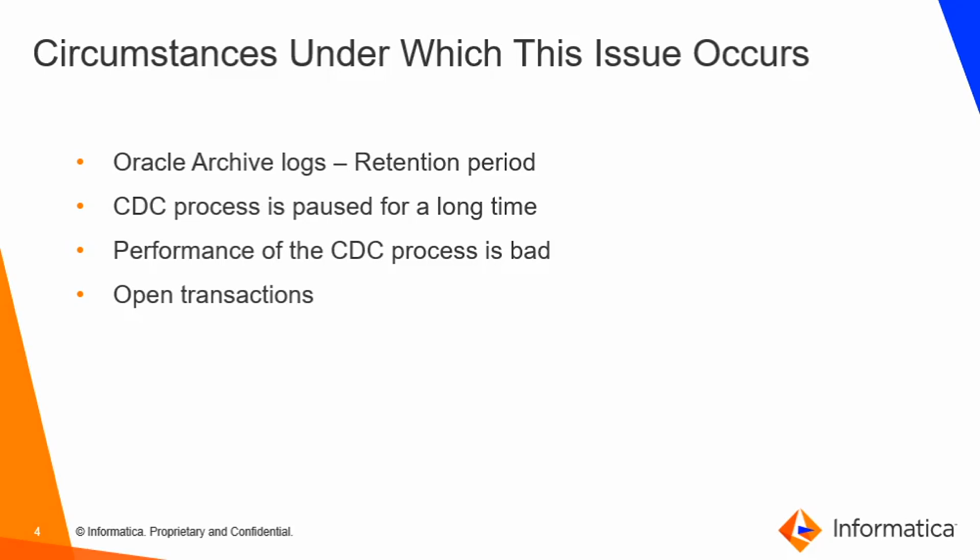The CDC process keeps track of open transactions, that is, a transaction which has not received a commit or a rollback. If the job is stopped and resumed, and if the archive log containing the SCN of the oldest open transaction is not available, then you may see this issue.